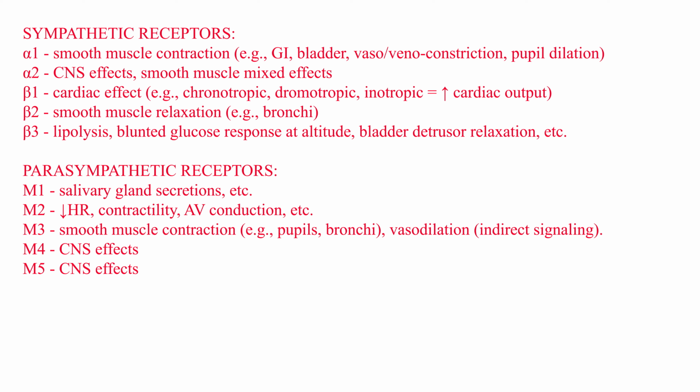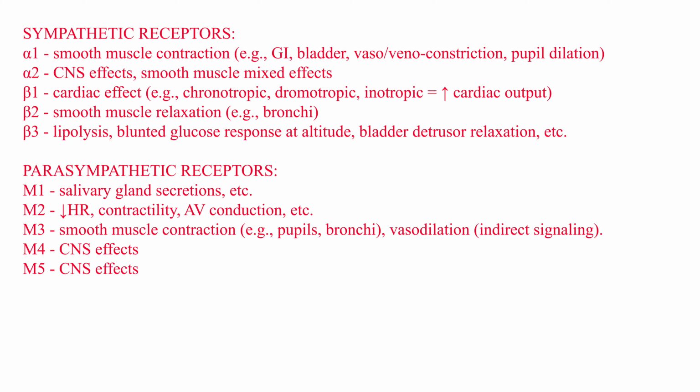The M3 receptor is smooth muscle contraction. So, for example, the pupils, the concentric rings of smooth muscle that pull the pupil closed, as well as the bronchi. And then also an indirect signaling mechanism, which I mentioned briefly earlier, about acetylcholine acting on M3 receptors to induce nitric oxide release in endothelia of the vasculature and causing vasodilation.